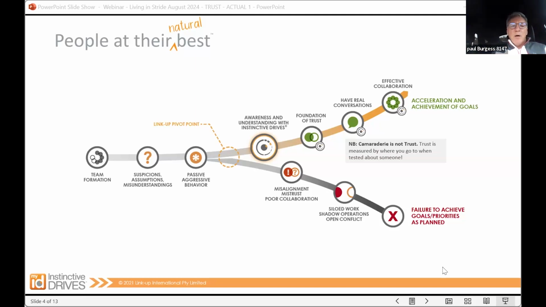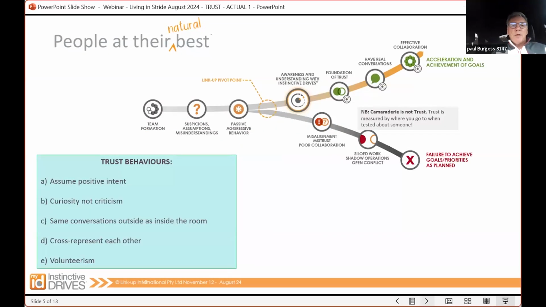If you move to the next slide, Ian, here we start to get into some of the principles. When you think about what you see when you have trust, these are some of the things that occur. You don't jump to conclusions, you assume positive intent, you have curiosity rather than criticism. People tend to have the same conversations outside the room as inside the room. They cross-represent each other, and they start to volunteer their time, talent, resources and ideas. Go to the next slide, Ian, please.